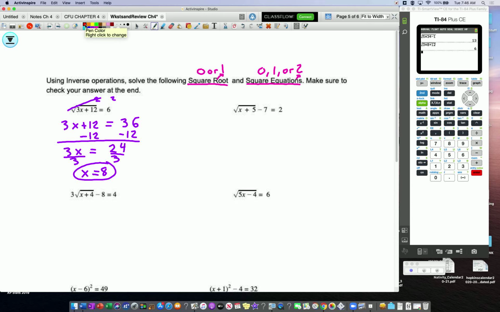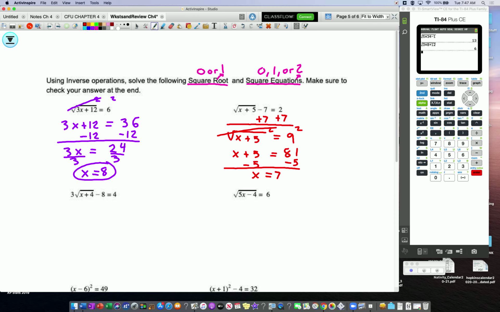The square root of x plus 5 minus 7 equals 2. So I have this minus 7 I have to get rid of. So to move it to the other side, I do the inverse operation of adding 7 to both sides. So now I have the square root of x plus 5 equals 9. So to undo a square root, I square. Cross out, x plus 5 equals 81. Subtract now 5, x equals 76.